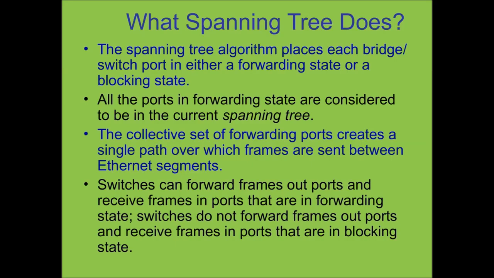All the ports in forwarding state are considered to be in the current spanning tree. So in the current spanning tree scenario, all those ports in forwarding state will be able to forward data, and all those ports which are in blocking state can't forward data. Next point, the collective set of forwarding ports creates a single path over which frames are sent between Ethernet segments. And the last point, switches forward frames out of ports and receive frames in ports that are in forwarding state. Switches do not forward frames out of ports or receive frames in ports that are in blocking state.